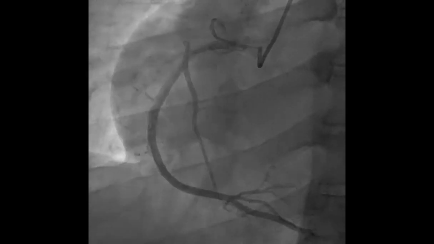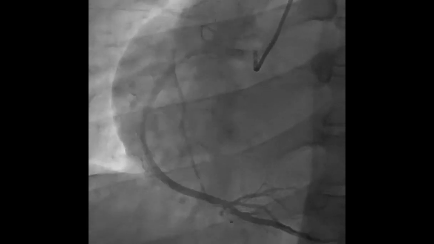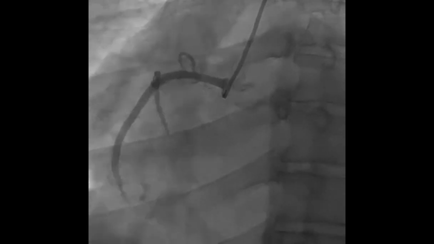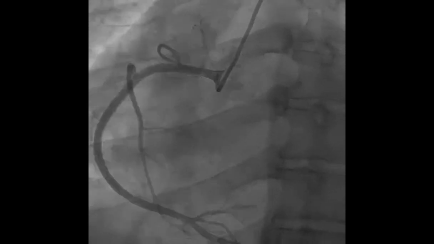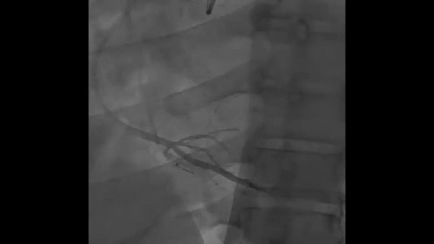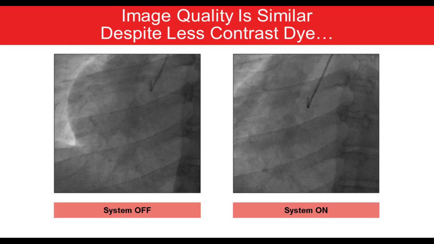So if you're decreasing contrast delivery, will you have a bad picture? And the reality is it's difficult to tell that the system is off or on. You still have excellent image quality for clinical decision making.